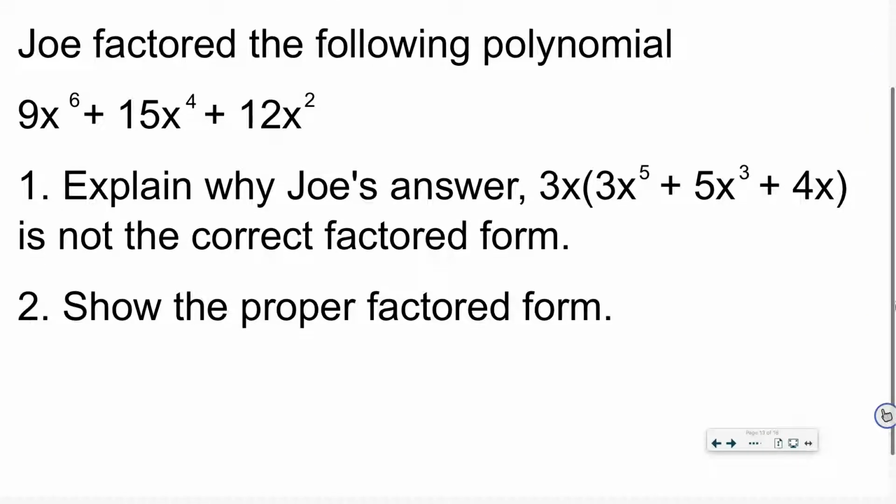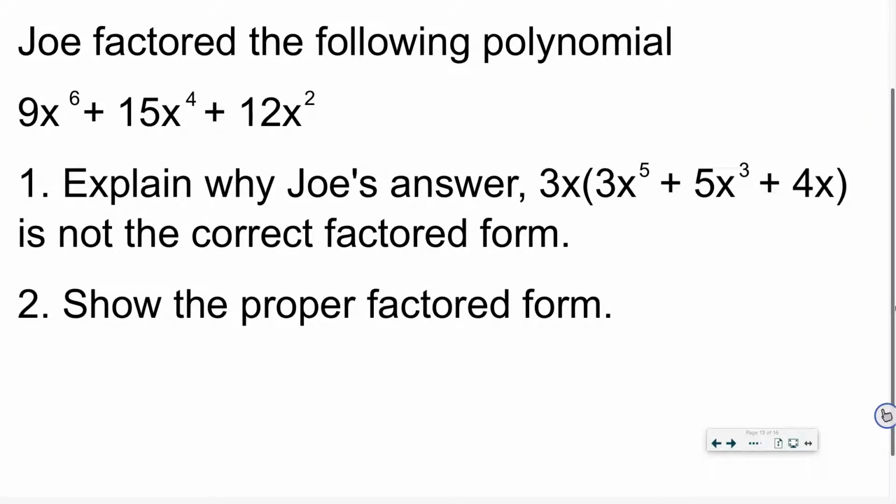Who wants to share what Joe did incorrectly? Cece, go ahead. He found the incorrect greatest common factor. What did he miss? He missed x squared. Yeah, what do you mean? x squared. Yeah, he found a factor.